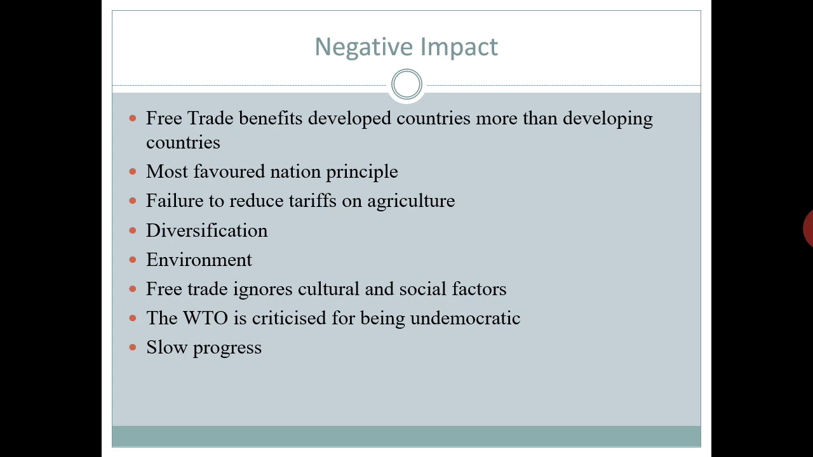Okay, so then it is failure to reduce tariff on agriculture. See, free trade is not equally sought across different industries. This hurts the farmers in developing economies who face tariff protection. See, what is tariff actually? Tariff means some of the prices or rates or charges.